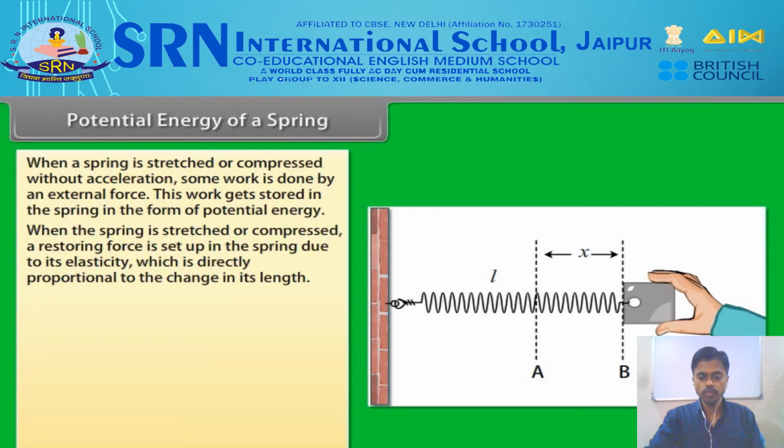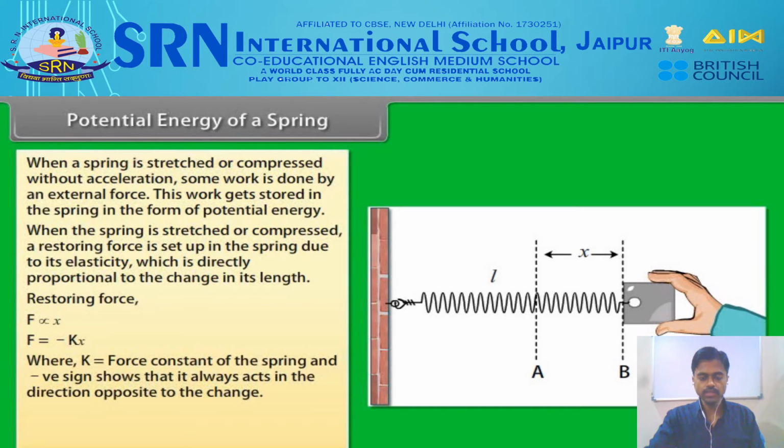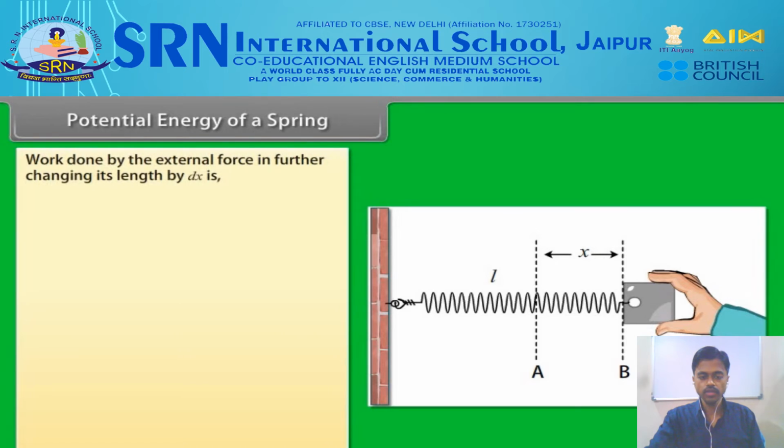Now the force applied by the spring to restore its original position, that is the restoring force, is proportional to the displacement. So we can write F is equal to minus kx, where k is the proportionality constant, known as the force constant, and the negative sign shows that the force is applied in the direction opposite to the displacement. This is the way by which we can express the restoring force applied by the spring.